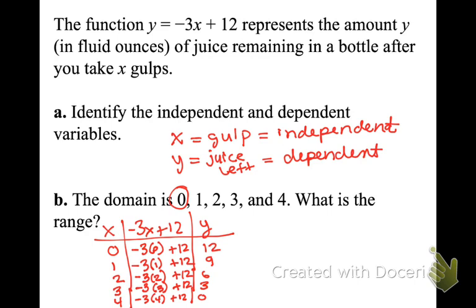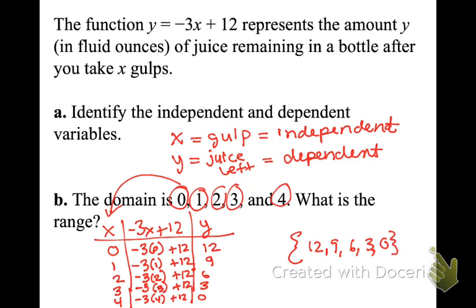So I have to try all of these domains. I have to input them. Okay? And so it says when the domain is this, what is the range? The range would be 12, 9, 6, 3, and 0. And you have to put it in the same order. All right? Pause the recording if you need to take these notes.